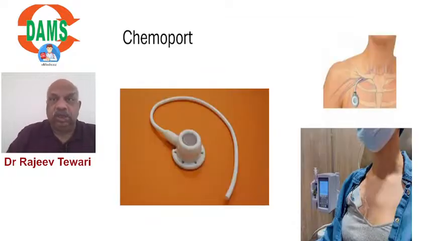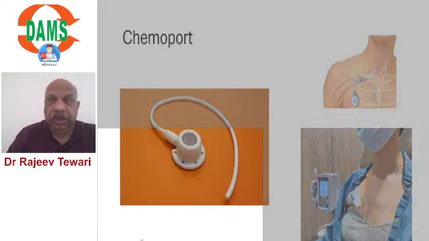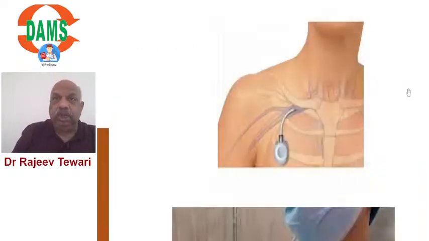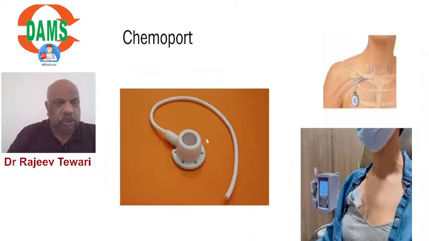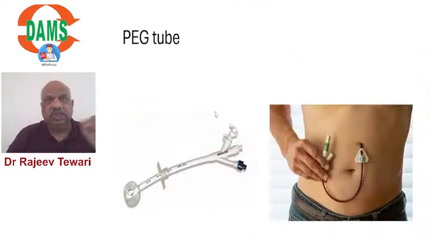Chemo port, this also has been asked. A patient requiring regular chemotherapy, we put a chemo port here, connected to subclavian here, and you can inject the chemotherapy directly into this chemo port. This also they have asked. And this is the PEG tube, percutaneous endoscopic gastrostomy tube. You can directly put it in the stomach and feed through this. PEG tube also they have asked.